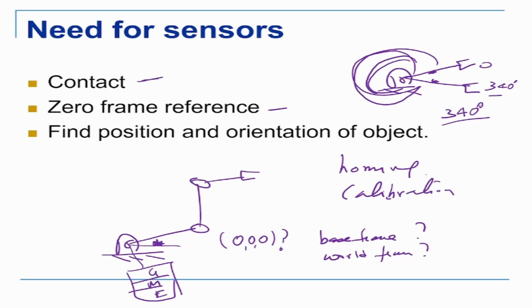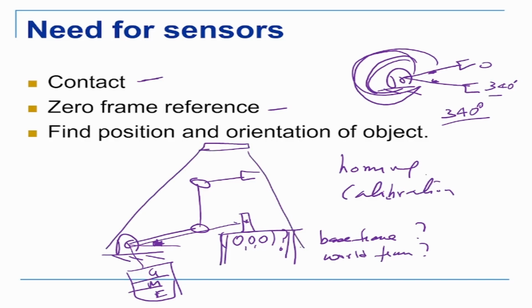Now, suppose the robot has to pick up an object from here. It needs to find out the position and orientation of this object with respect to the base frame. For doing that, it may need an overhead camera which can see this object and know its base also, so it can do image processing to find out. That is also an external sensor.